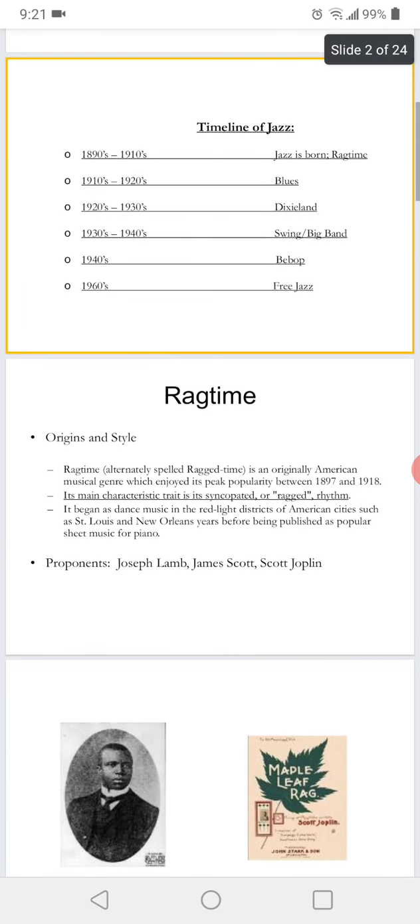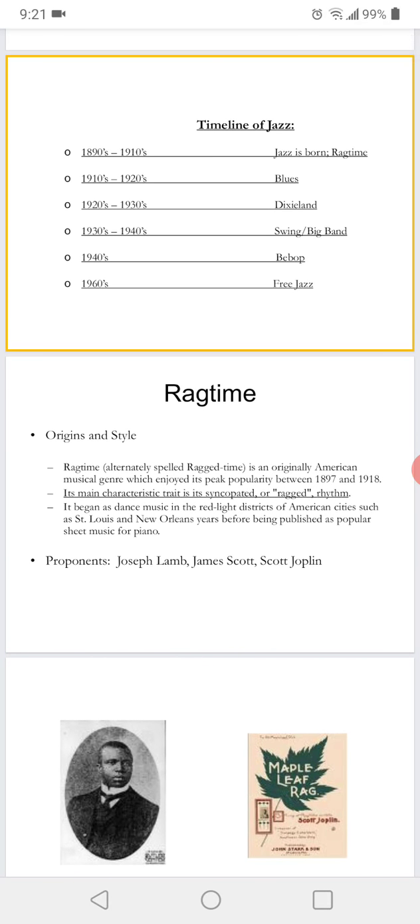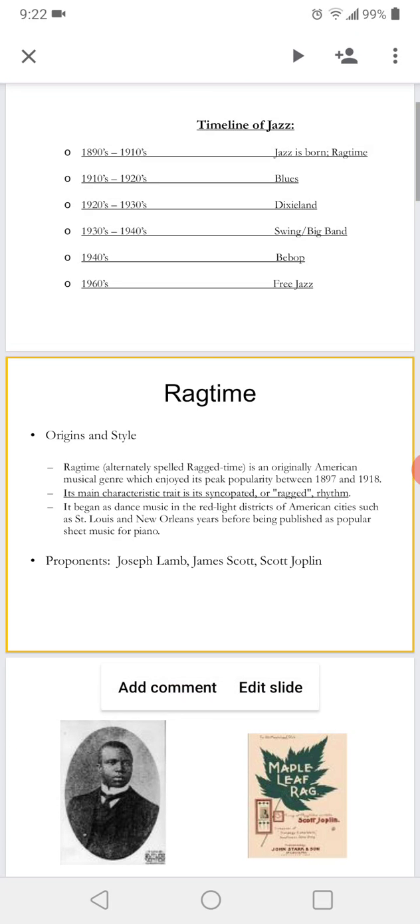The first element of jazz, which is very important, is ragtime. I'm sure you've heard ragtime. Ragtime is characterized by syncopated rhythm, or ragged, as I underline here. Syncopated means when you place the accent of the music on the upbeat instead of the downbeat.